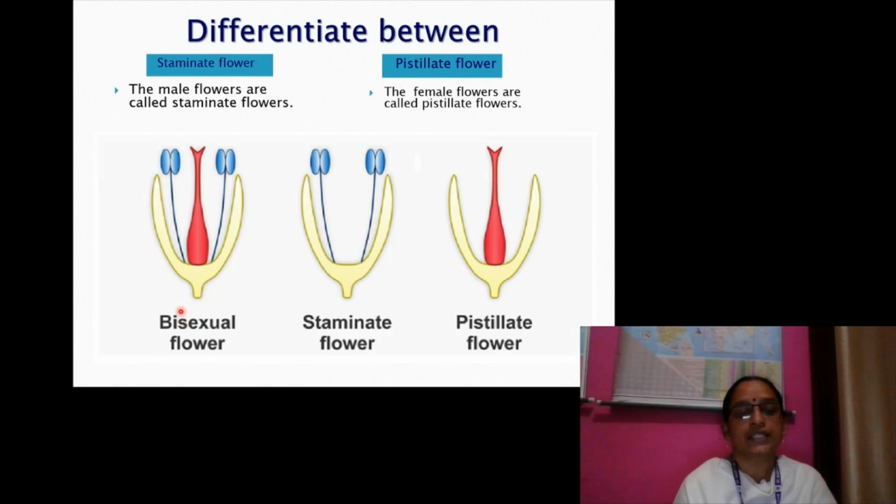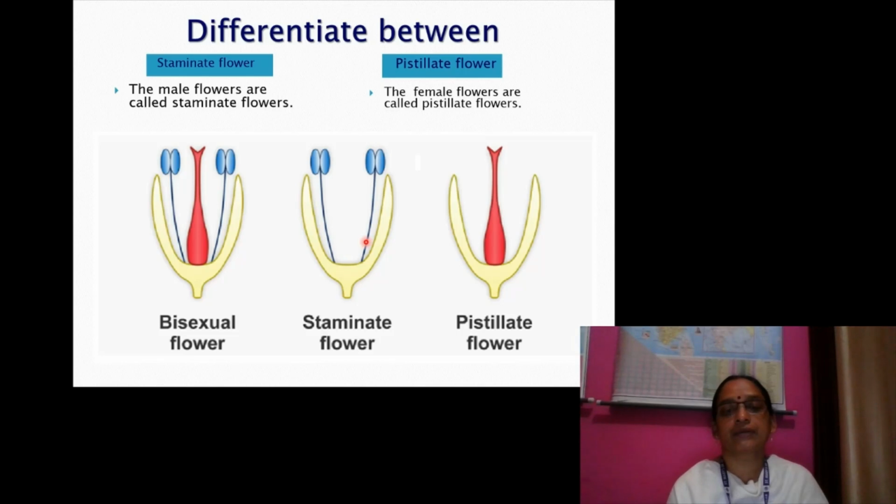Now come and see this figure. It is a figure of a bisexual flower. Here you can see this blue part is stamen and this red part is pistil. So in this bisexual flower, male part and female part both are present in the same flower.